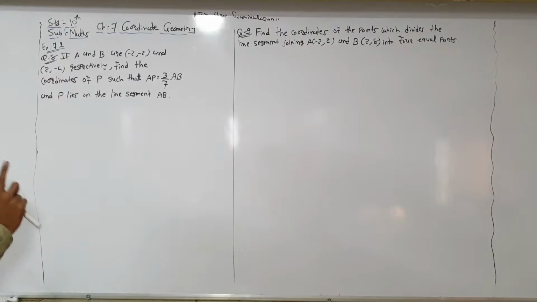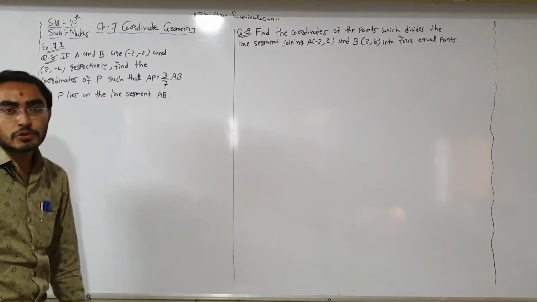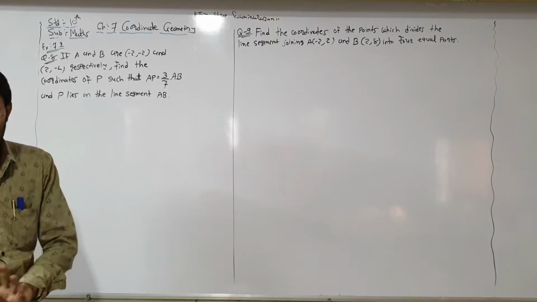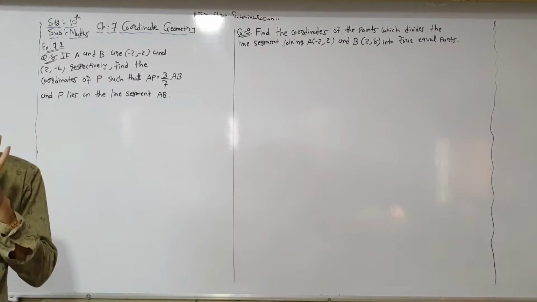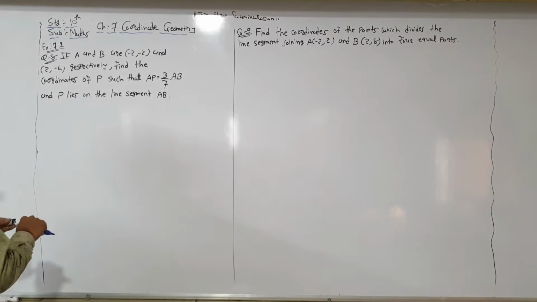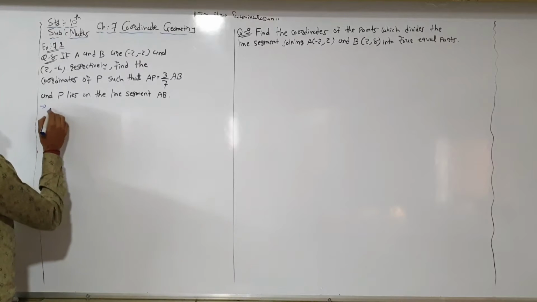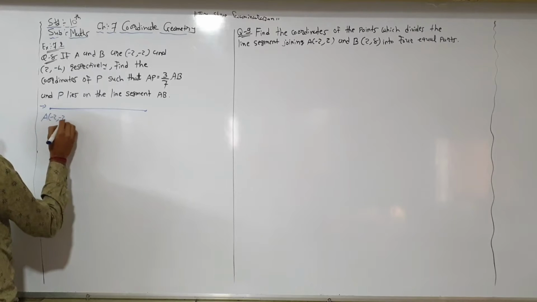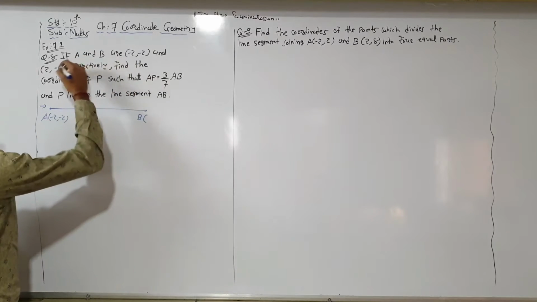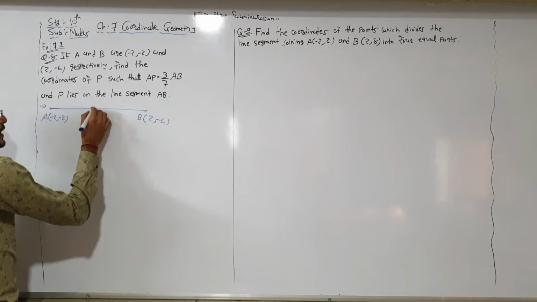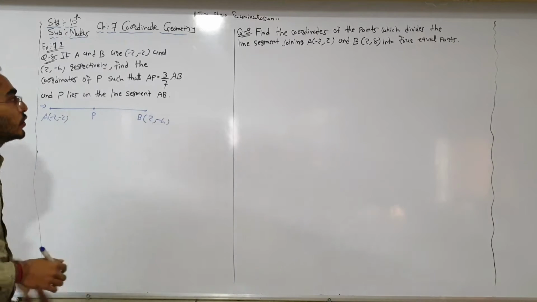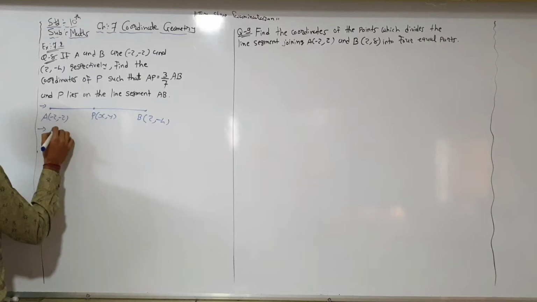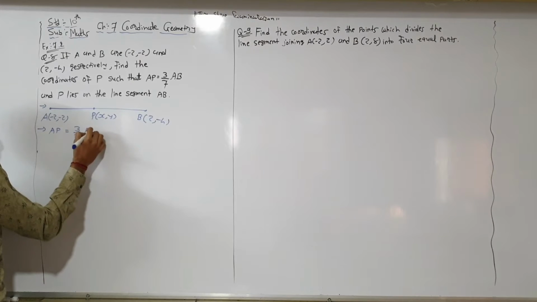You need to find the coordinate of point P such that AP is equal to 3/7 AB and P lies on the line segment AB. So here, students, we have line segment AB. In that, A is (-2, -2) and B is (2, -4). And here we have point P. Okay. Now here AP is equal to 3/7 AB.